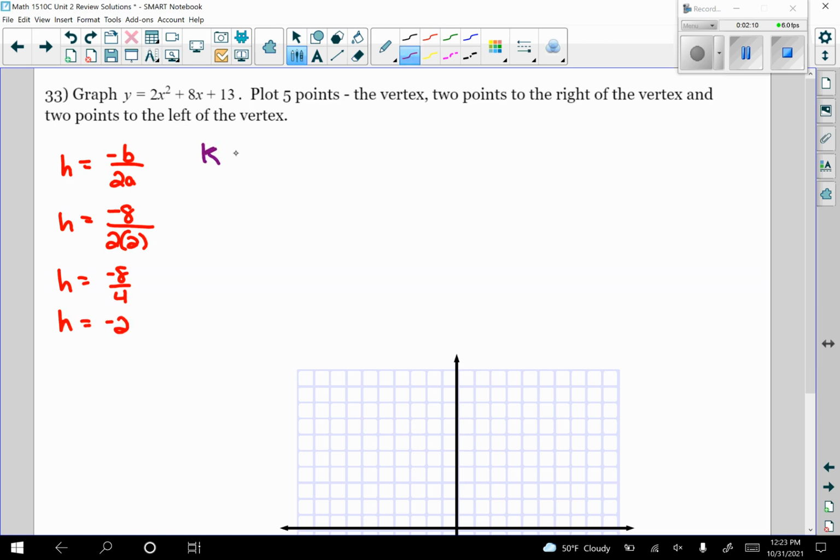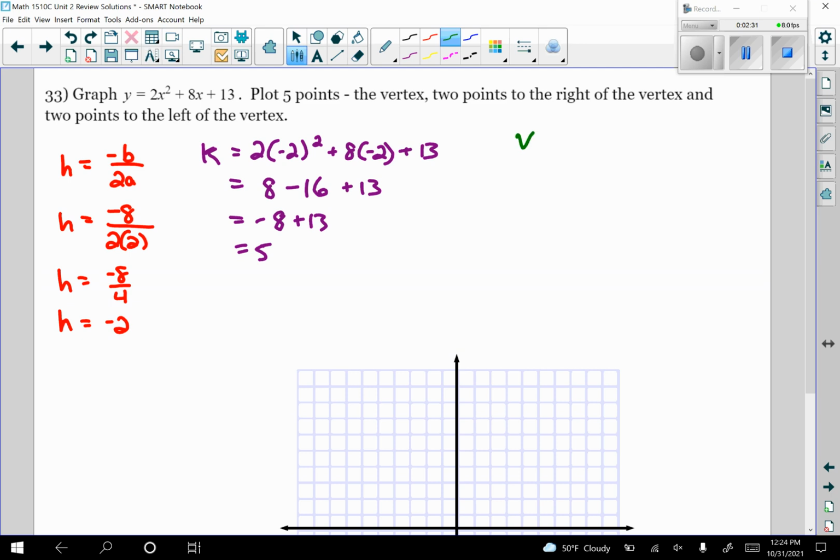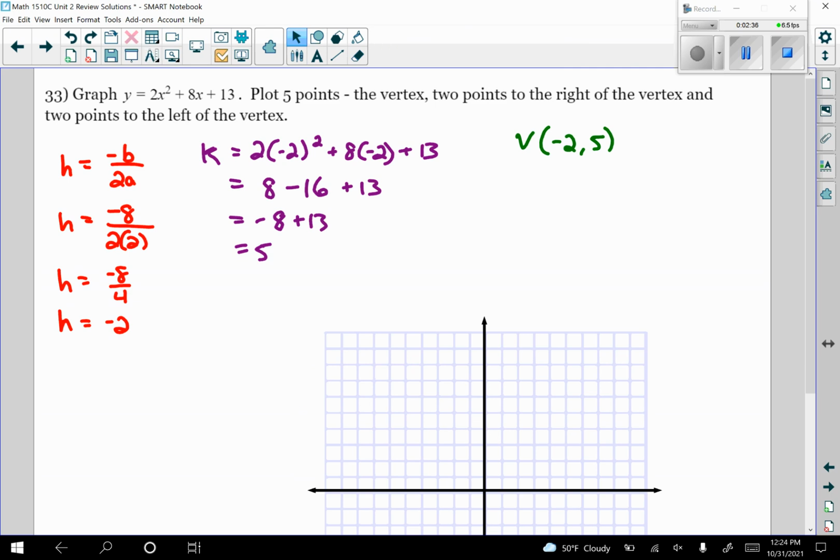K then would become 2 times -2 squared plus 8 times -2 plus 13. This gives us 4 times 2 is 8. Then we'll get a -16 in the middle here. A couple ways you could do this. Let's just go straight across. 8 minus 16 is -8 plus 13 will give us 5. So we know that our vertex is -2, 5. We can make a table of values.